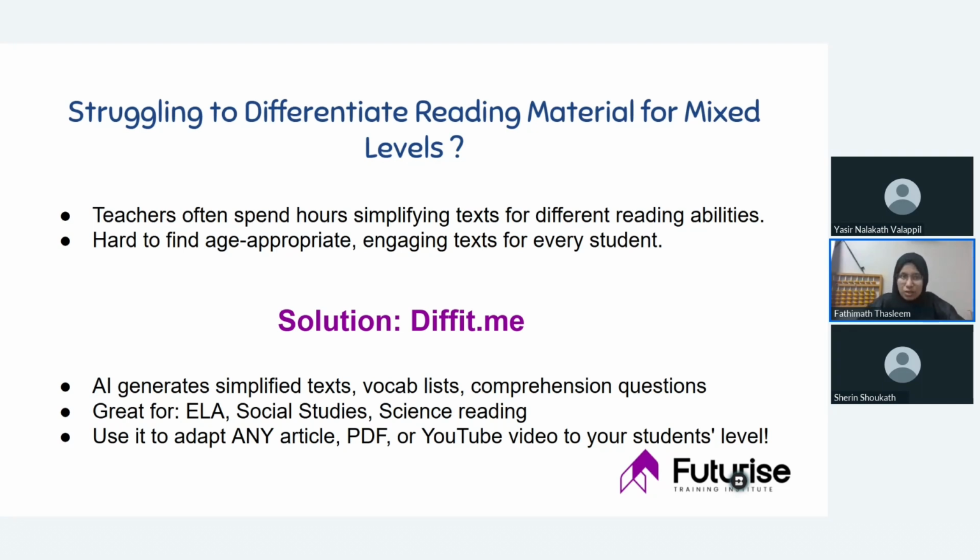So how can we do this? If we do it by ourselves, it will take a lot of time and effort from our side. To overcome that, we have a tool called diffit.me. Teachers spend hours simplifying text for different reading abilities and finding appropriate, engaging text for every student. So for that, we use diffit.me.